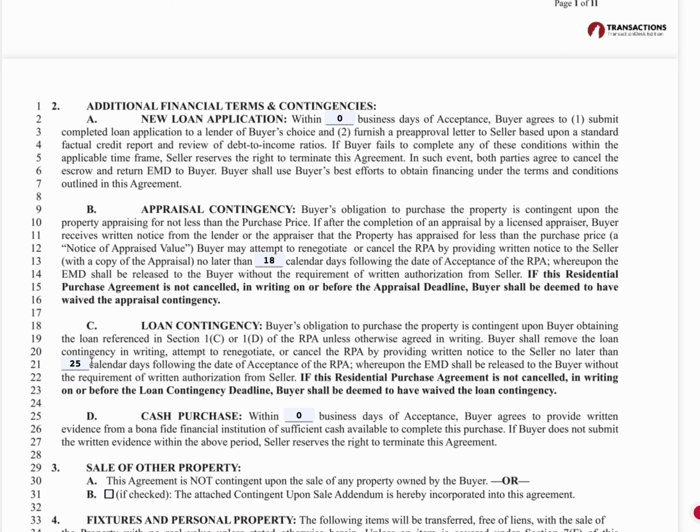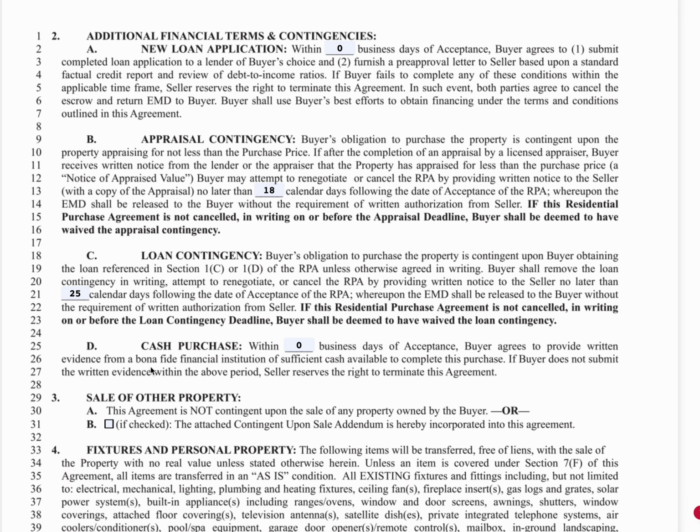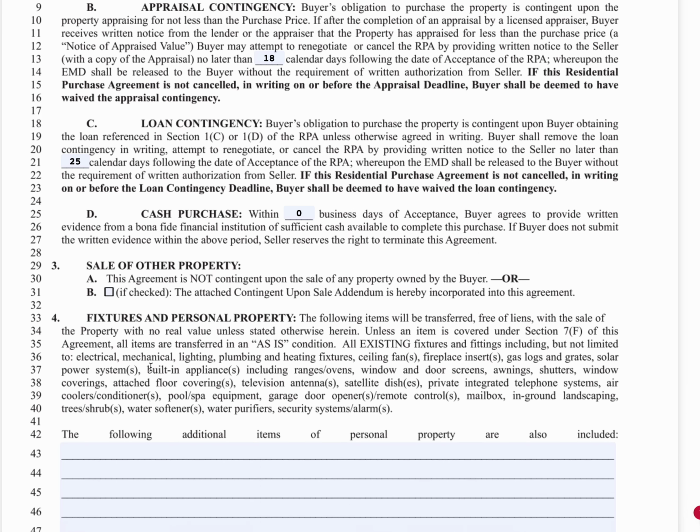Loan contingency means that we would need to get your loan finalized within 25 days. That's why it's very important to keep in contact with your lender weekly and ask them if they need any documents, how's it going, and so on.